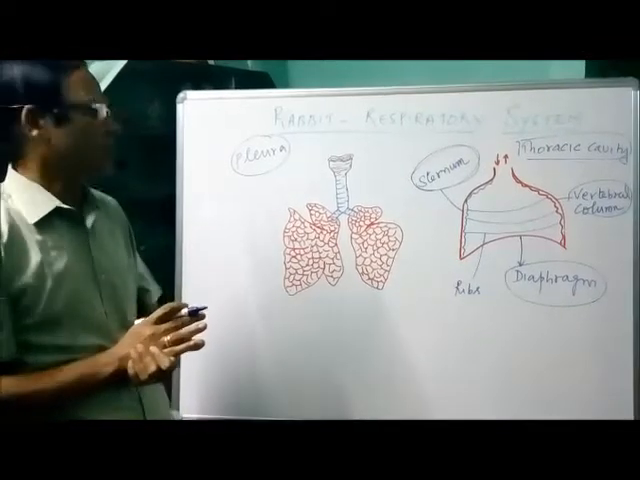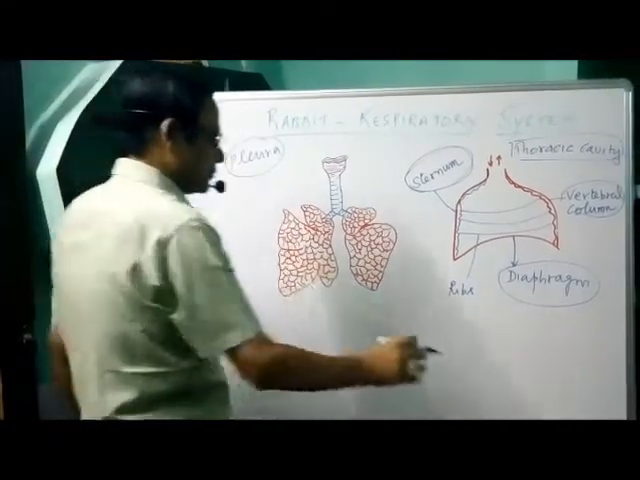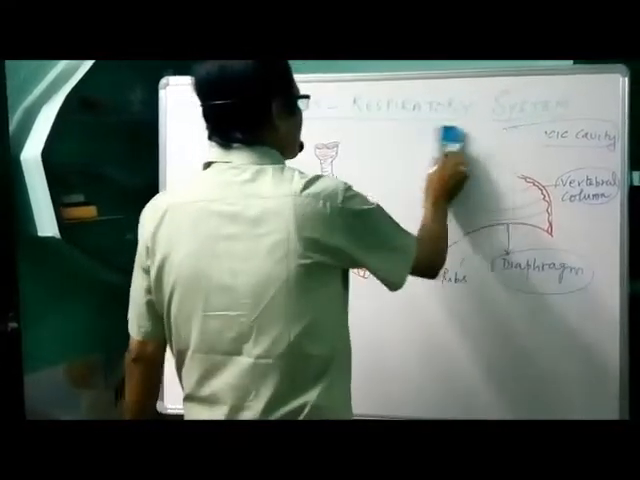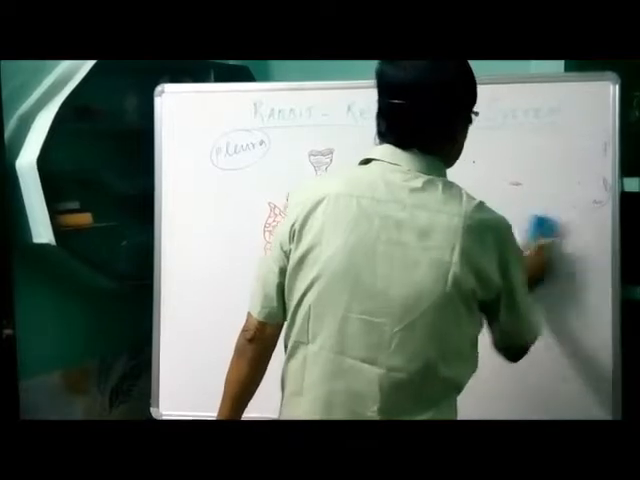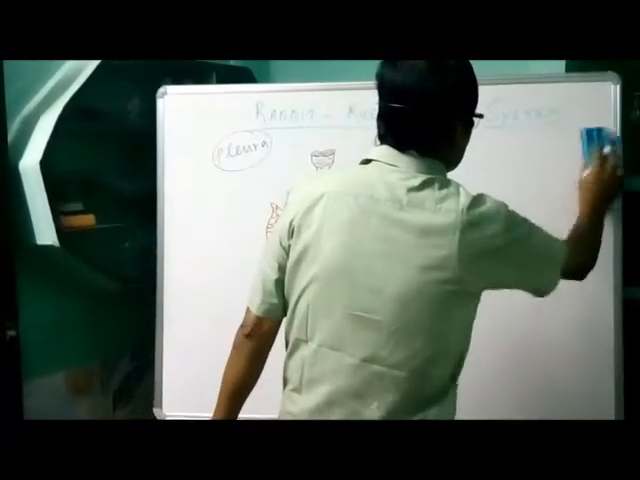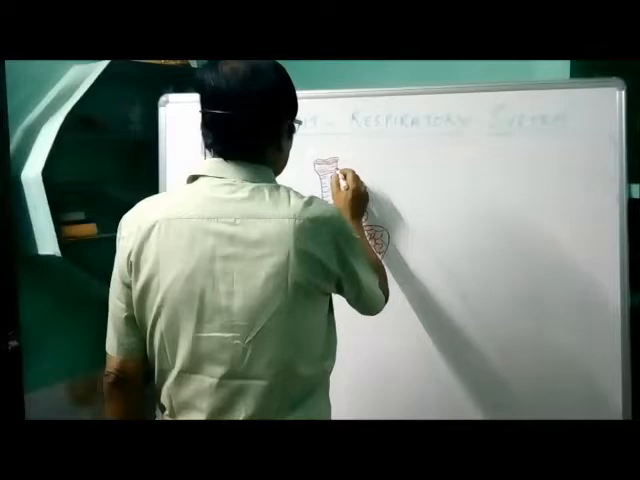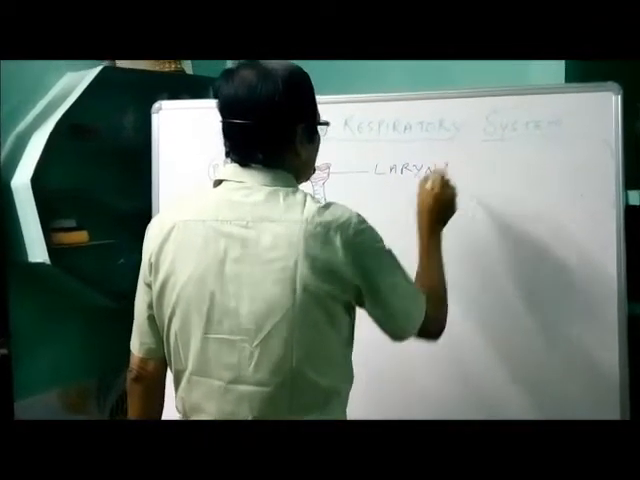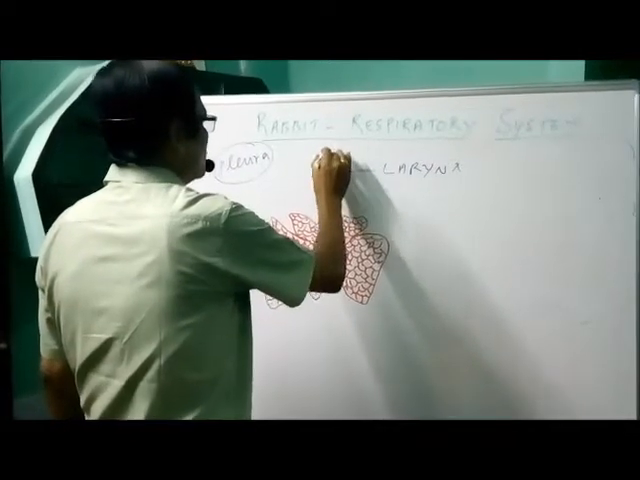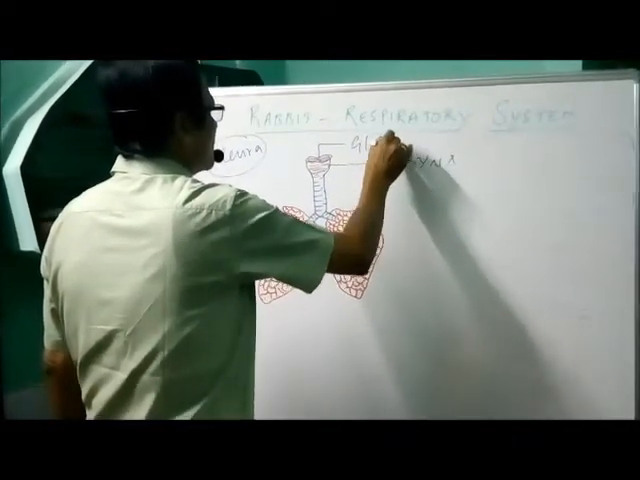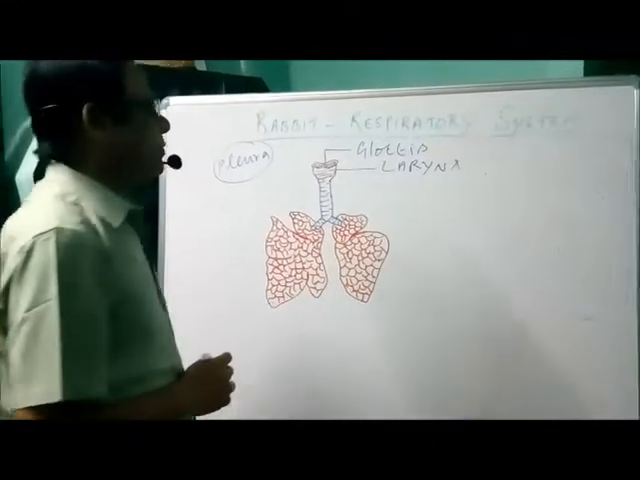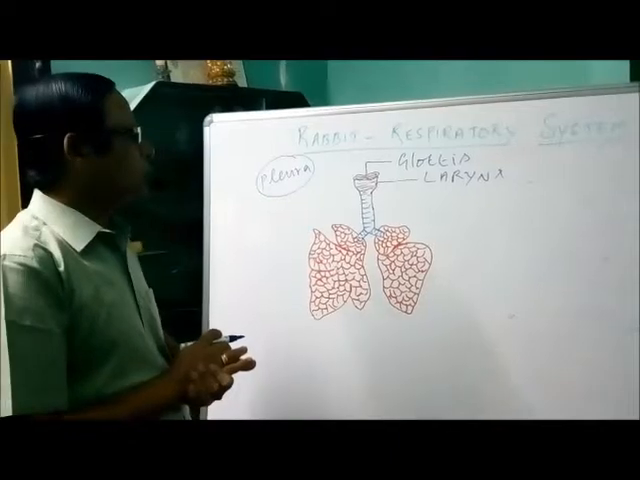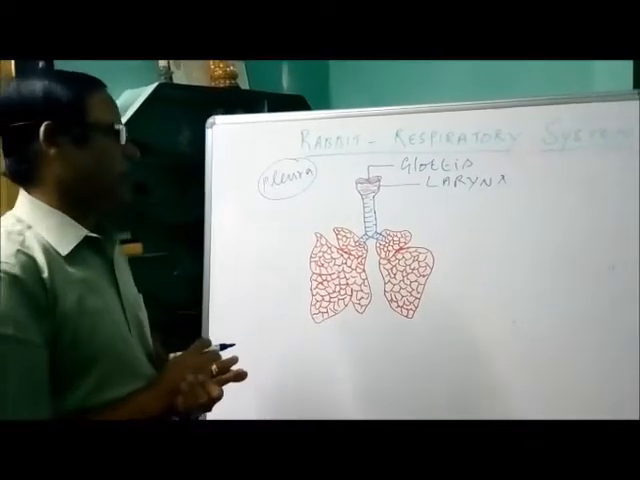windpipe or the trachea. Now, the first part of the windpipe is called larynx. A few words about the larynx. The first part of the trachea is called the larynx. Now in the larynx there is a small opening called the glottis. So from the pharynx, the air enters into the trachea through a small slit called glottis.